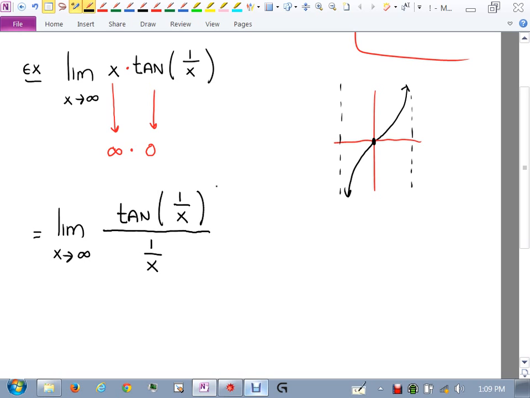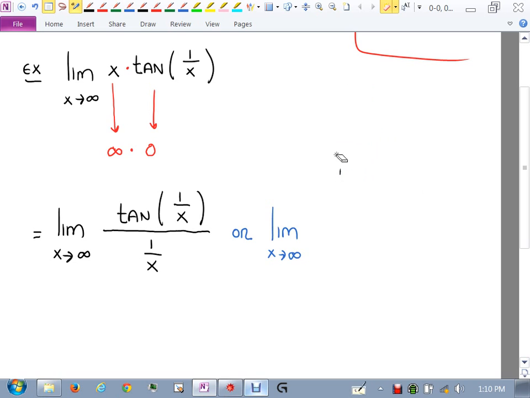Do you agree with this? I took the x out front and rewrote it as 1 over x on the bottom. Yes? Now, I could have, I'm going to put it next to this so you can see. I could have left, I've got to erase this, sorry. Tangent's out of here. I could have left the x on top and put 1 over tangent of 1 over x on the bottom.